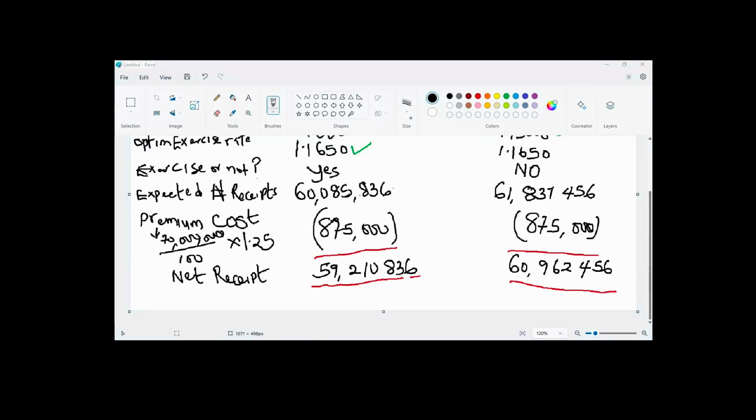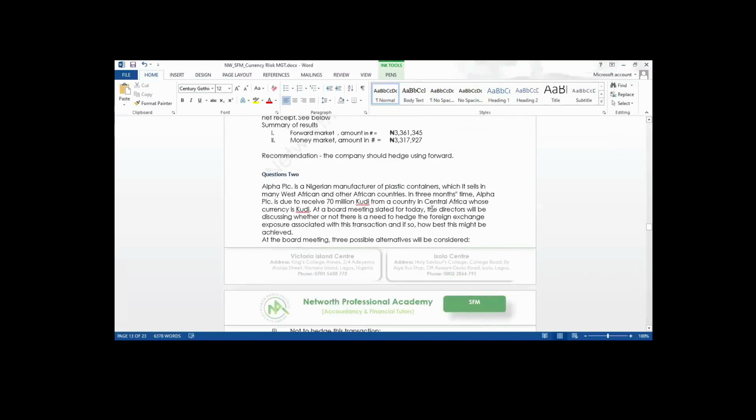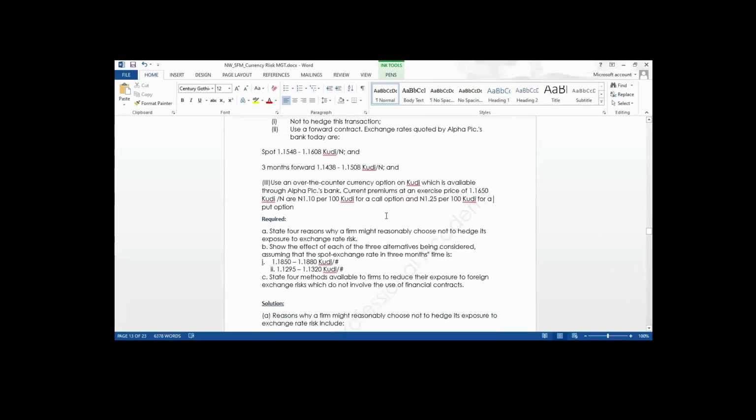Why do we not consider these scenarios for option 2? Look at option 2. Okay, it's a good question. He said, why do we not consider this scenario in option 2? Let's go to option 2. Option 2 is use a forward contract. If you are using forward contracts, regardless of the spot rates in 3 months' time, the 3 month forward rate becomes the binding rate.